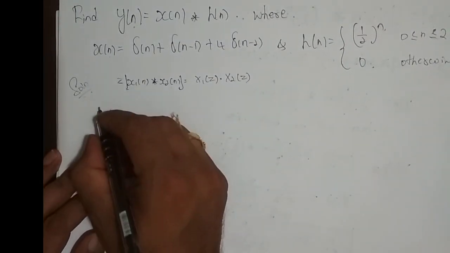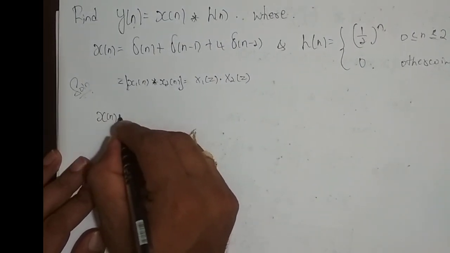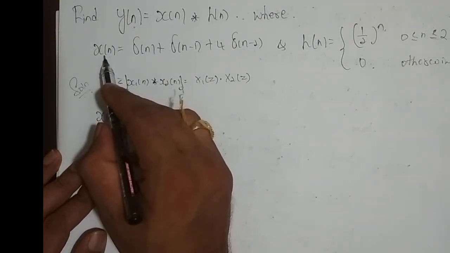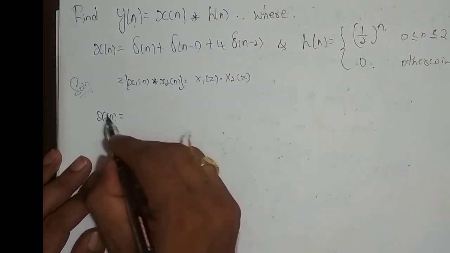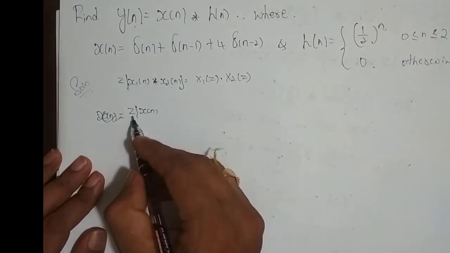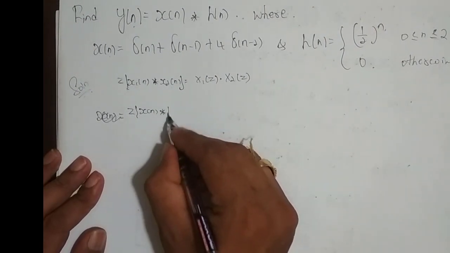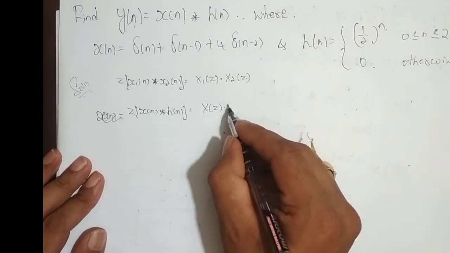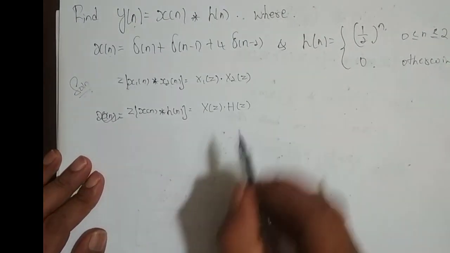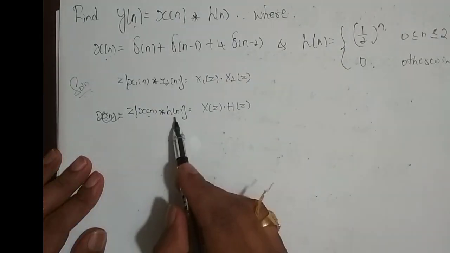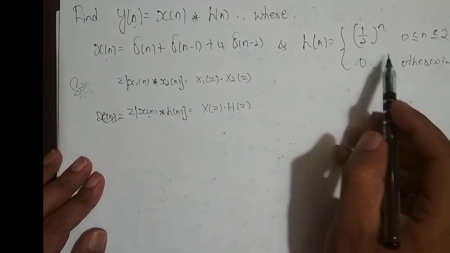So we'll take the z transform of, let me write it like this: the z transform of x of n convolved with h of n. This is nothing but x of z multiplied with h of z, right? So we have x of n, which is this sequence, and we have h of n, which is this sequence.